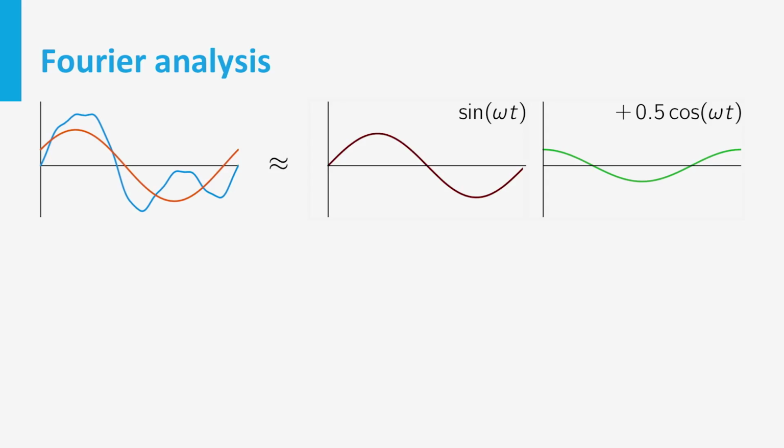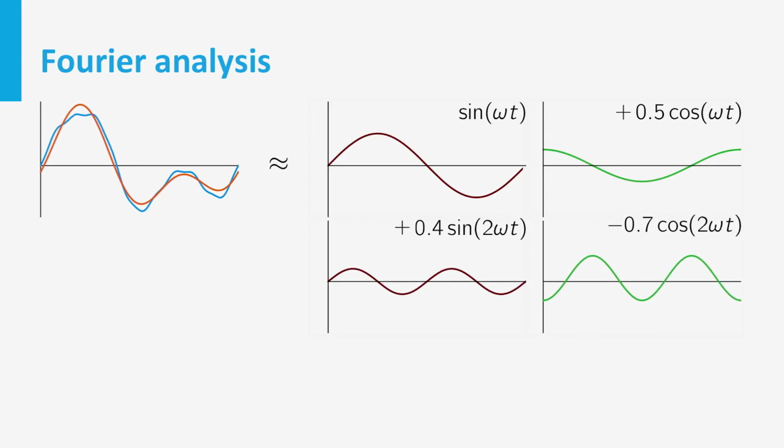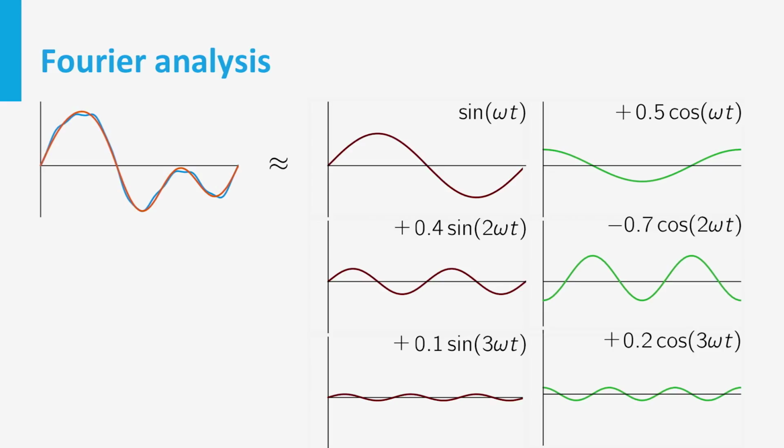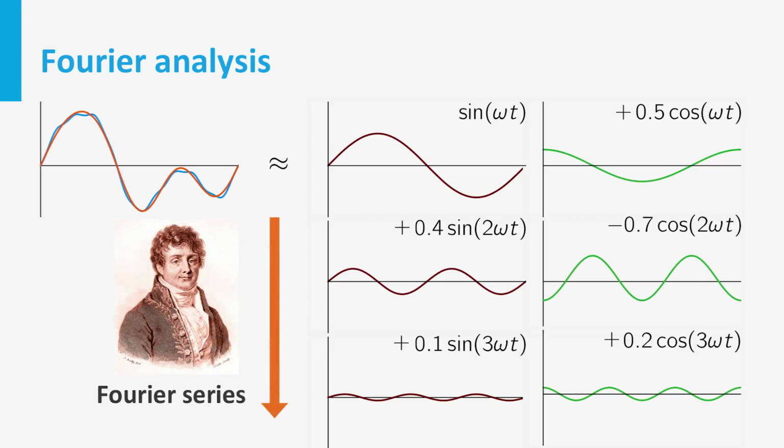To improve the approximation, we add a sine and cosine of double frequency, each with such an amplitude that the sum fits the wave function the best. And then we continue in this way by adding sines and cosines of 3 times the frequency, etc. The more frequencies you take, the better the shape is approximated. And in the limit, you obtain an infinite sum called the Fourier series.